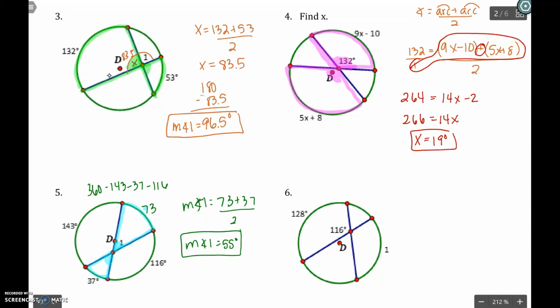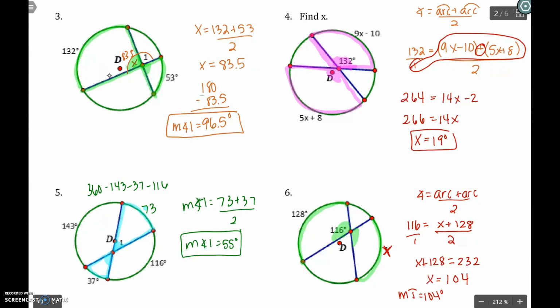All right, so for number 6, we have the angle here. It's intercepting the 128, and its vertical angle is intercepting angle 1. I'm going to put an x there, because now since we're looking for an arc, this is going to have to be an equation, because when you fill in that formula, you're going to have your x in the fraction, because we know the angle is 116. X is one of the arcs, and 128 is the other one. So now we're going to have to cross multiply or multiply by 2 on both sides. So 1 times x plus 128 is 1x plus 128. And 2 times 116 is 232. And then when you subtract the 128 from both sides, you're going to get 104. And so the measure of arc 1 is 104 degrees.